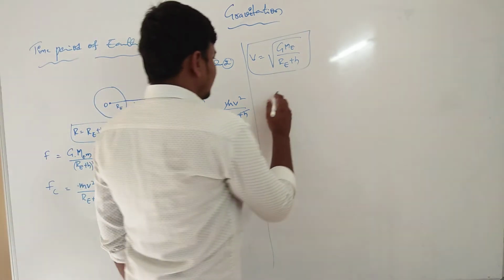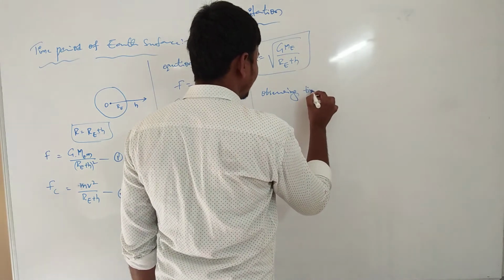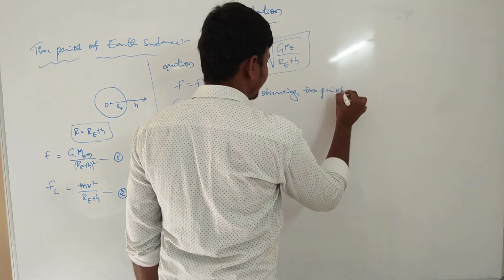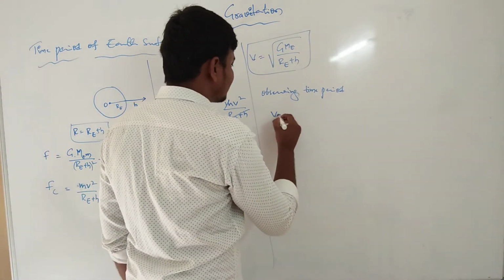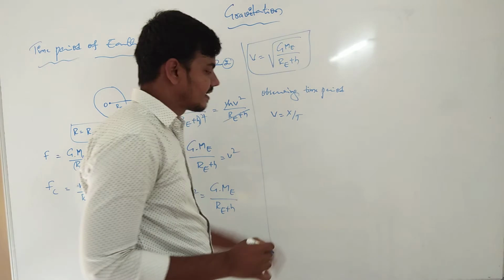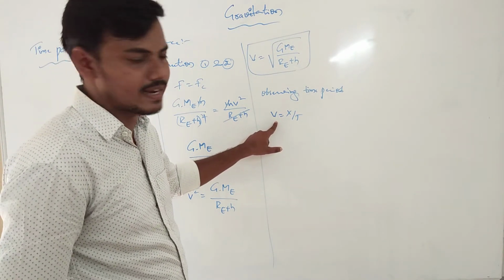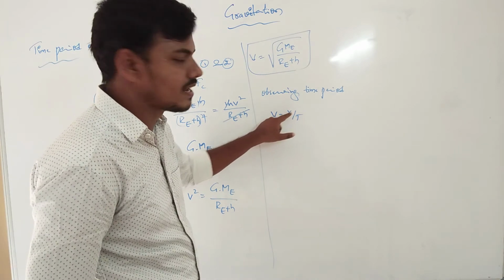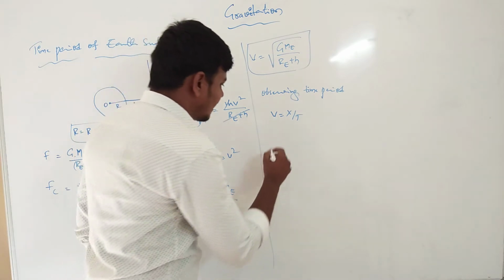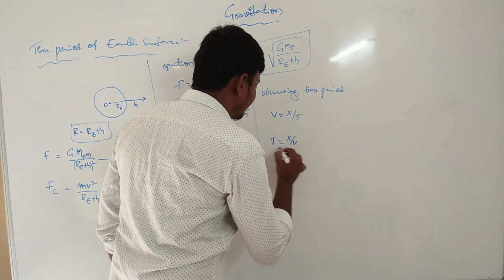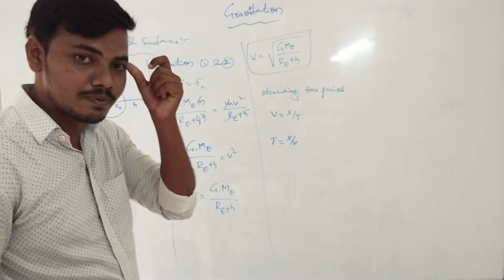Observing the time period, here you know that velocity v is equal to displacement by time period. The rate of change of displacement is known as velocity. Now the time period T is equal to x by v, where x means the displacement of the satellite.